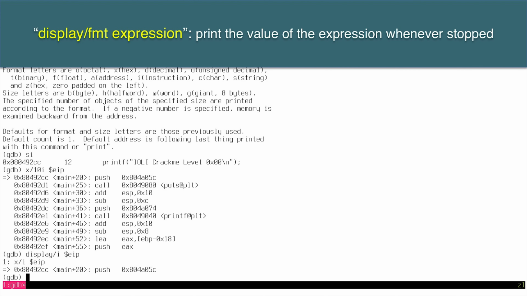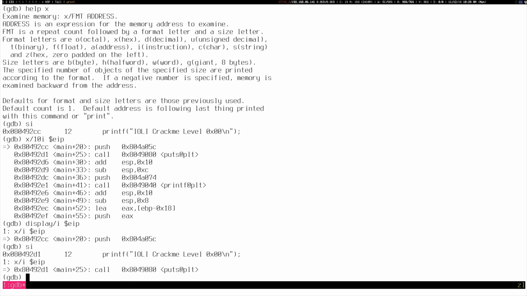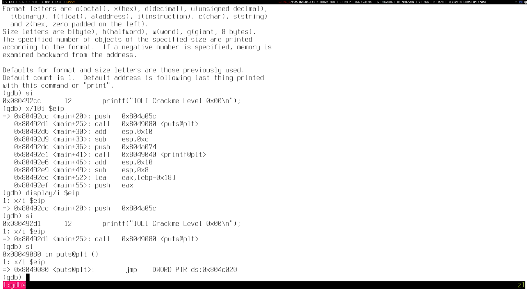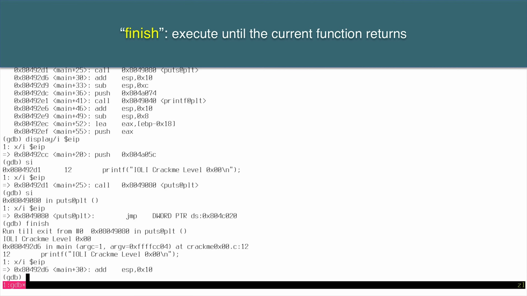To show the current instruction whenever GDB is stopped, you can use the display command. After that, it simply prints out the current instructions whenever GDB is stopped. At this point, we are about to execute the call instruction. If you type si, you simply follow the call instruction. In this case, the puts function in the libc. Since we are not interested in the puts function, let's continue to execute until it returns by typing finish.